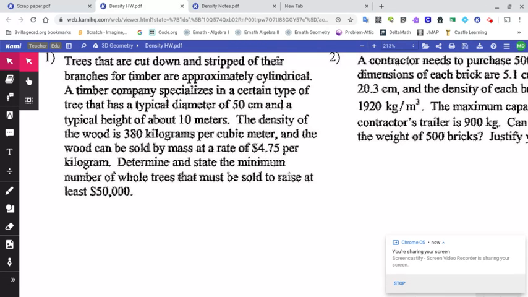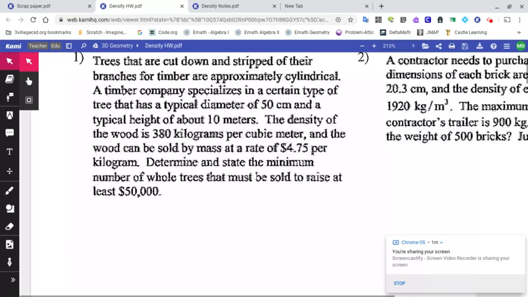Okay. So I'm going to start off with number one. I have a bunch of questions here. I'll probably do it in a series of videos. It'll just be too long to put into one. But anyway, so we'll do number one first. Okay, so number one, these trees. Okay, these are cylindrical. Okay, you think of a trunk of a tree, it's a cylinder.